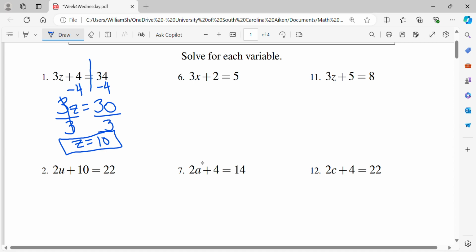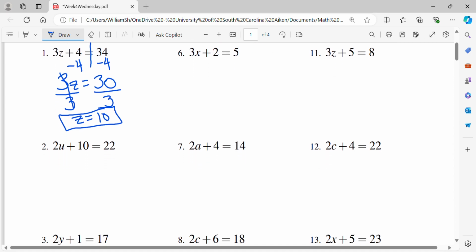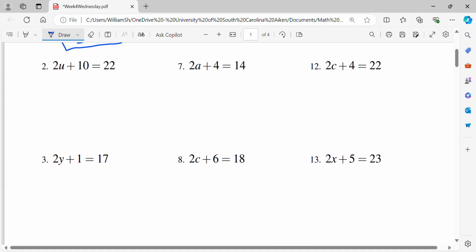Let's move on. Number 2 is 2u plus 10 equals 22. Now, I'm going to get rid of the additions and subtractions first. Kind of work backwards from PEMDAS when solving. I'm going to do a minus 10 because in the equation above, 10's added. I want to do the opposite so that it will cancel itself out. 10 minus 10 is obviously 0, so it cancels itself out. 22 minus 10 is 12.